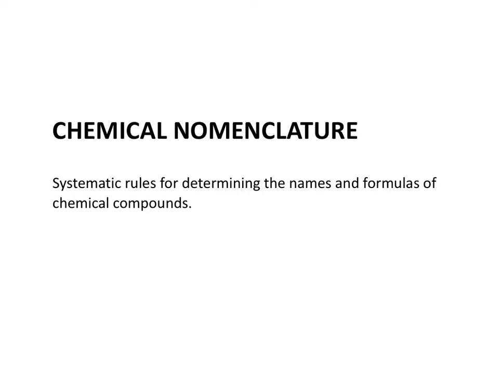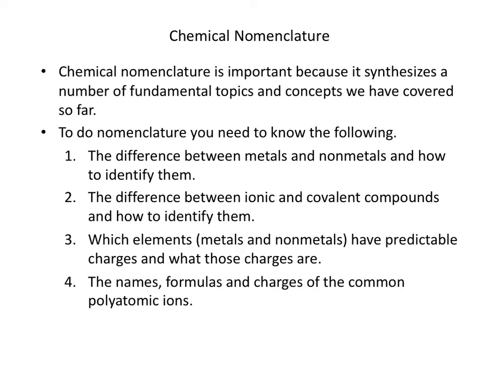Alright, so our next several videos are on chemical nomenclature. These are the systematic rules for determining the names and the formulas of chemical compounds. Now, to me, chemical nomenclature is incredibly important because it synthesizes a number of fundamental topics and concepts that we've covered so far. But that can also make chemical nomenclature challenging, because if you're not really comfortable with these fundamental topics, then it makes chemical nomenclature really hard.